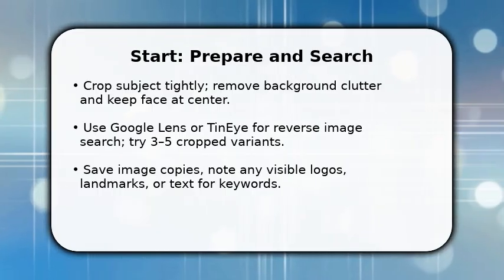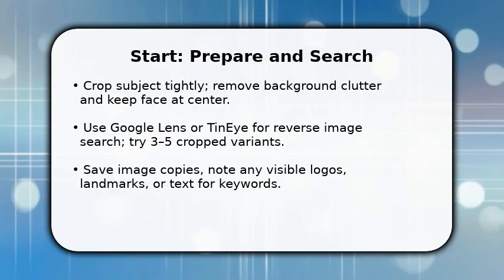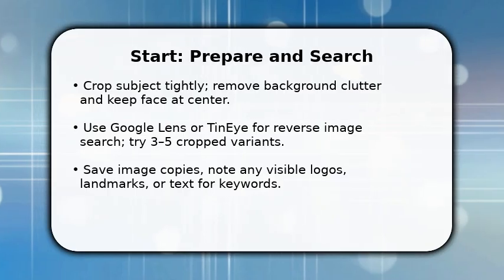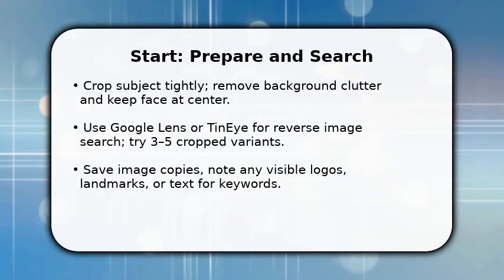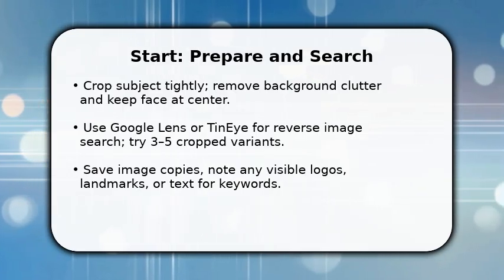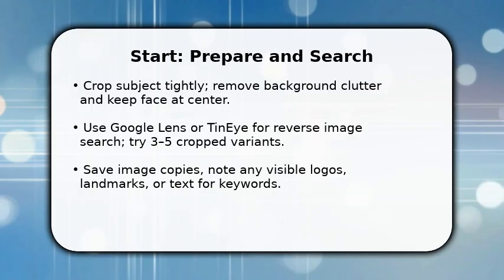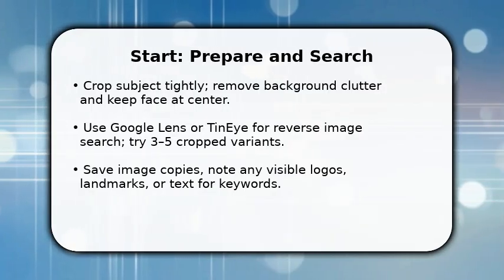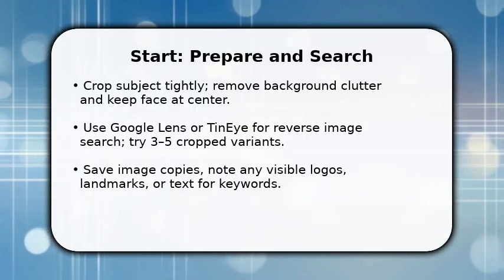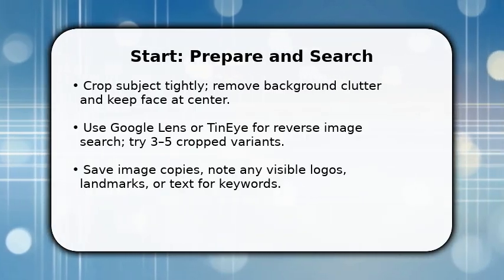You begin by preparing the photo. Crop tightly to the face or unique features so search algorithms focus on the subject. Once done, run 2-3 reverse image searches, Google Lens, TinEye, and Bing Visual Search, because different engines index different sites. Make sure to save each cropped variant and note visible clues like logos, signs, or landmarks. These become keyword filters for the next step.